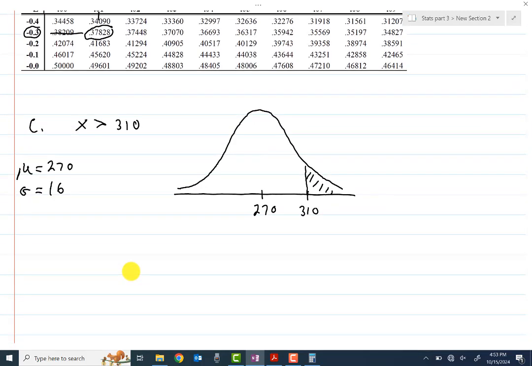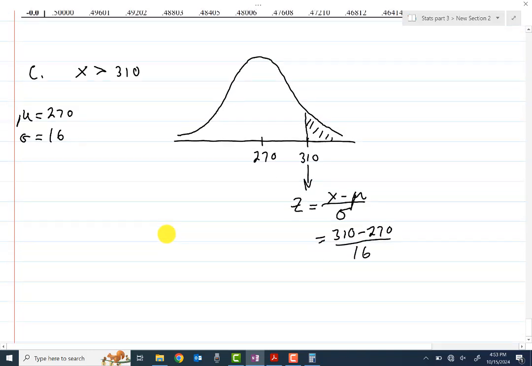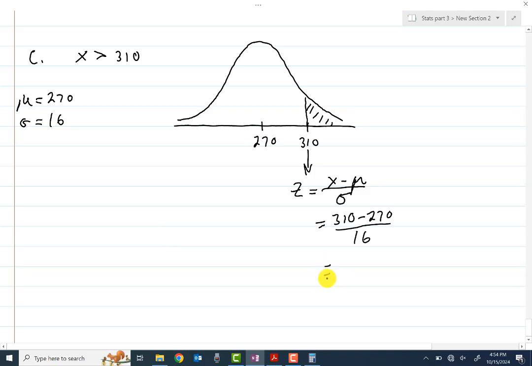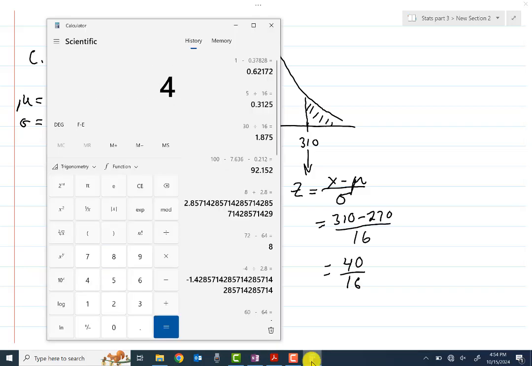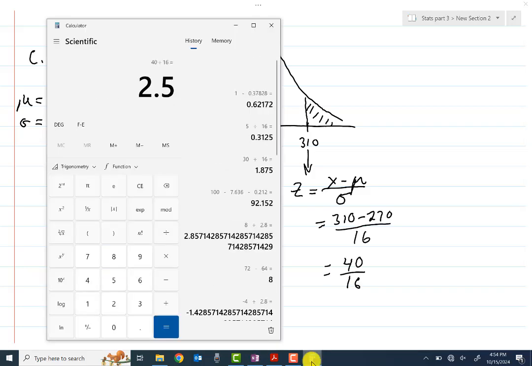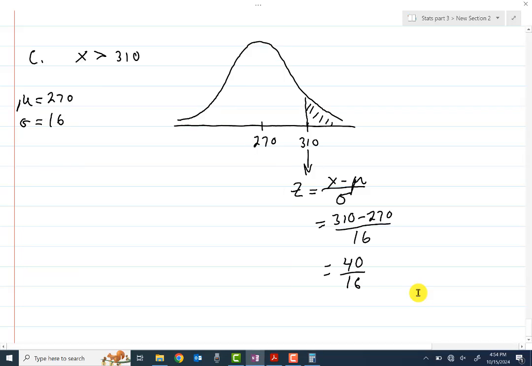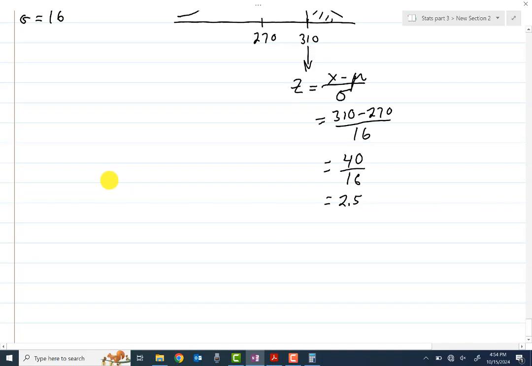Let's do the z-score for it. X minus mu divided by sigma. X is the 310. Mu is 270, and sigma was 16. So we have 40 over 16, which is 2.5. So we're shading to the right. Draw a new picture of the standard normal distribution.